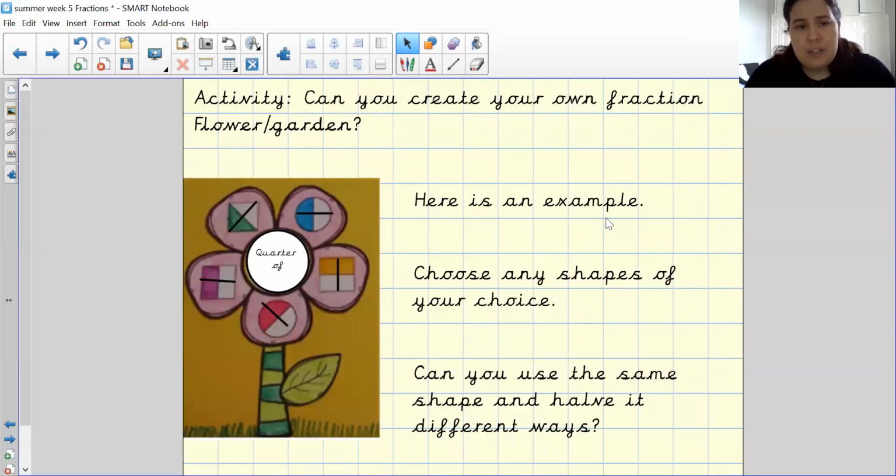And then again, we are going to do our fantastic little flower garden, but this time we are going to do quarter of shapes. Okay. So instead of doing half like some of you did last week, and it was fantastic seeing all your flower gardens that some of you had made and seeing all the fractions of half you did last week. So I look forward this week to seeing some more beautiful flowers made with the fractions.